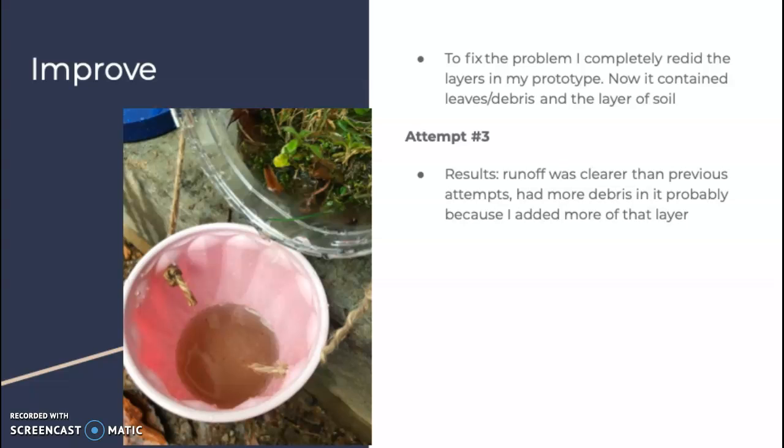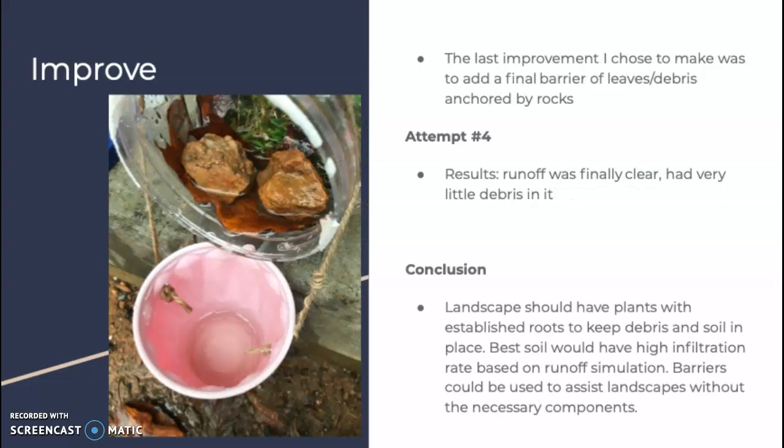So then to fix that problem, I completely redid the layers in my prototype. Now I just had it contain the leaves and debris and then the layer of soil on top of that. For my results in my third attempt, the runoff was a little bit clearer than my previous attempts. It did have more debris in it, but that's probably because I added more debris into my layers.